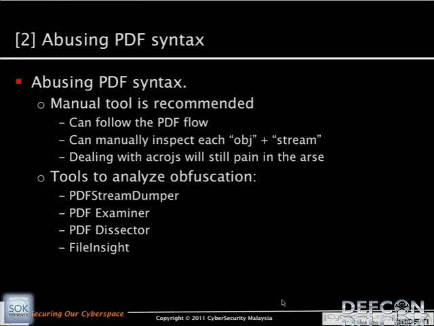And it seems very difficult to automate this analysis, so manual tools are recommended. With manual tools, you don't really process the whole thing. You just grab any object and display it, so you can manually trace the components that belong to the object. For example, you can follow the PDF flow. You can manually inspect each object or each stream, so you know where it should end. And dealing with the AcroJS is still a pain, I think.